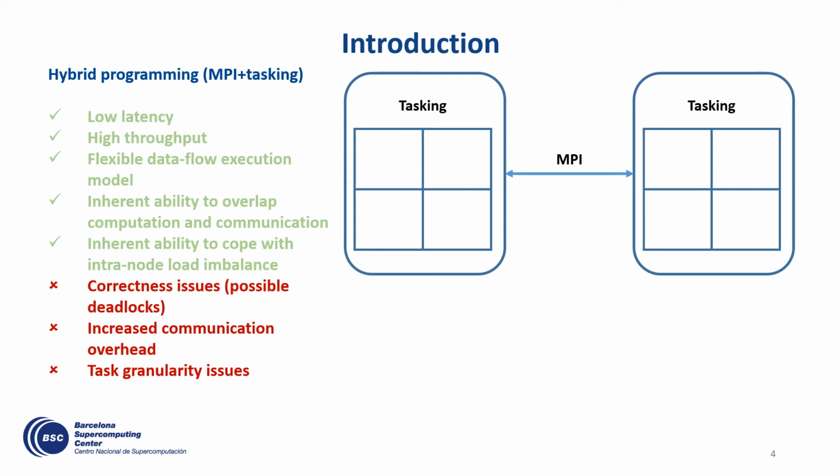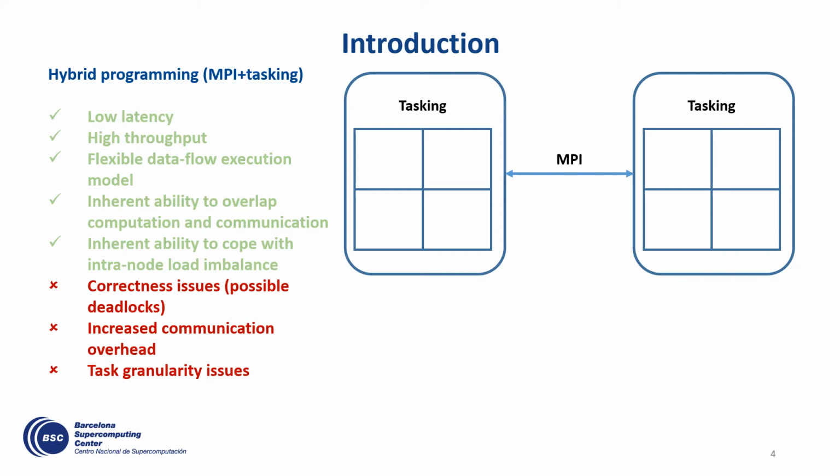In this work, we focus on hybrid programming, concretely MPI plus tasking. MPI is used to manage the inter-node parallelism, while tasking handles the intra-node parallelism. As a result, we obtain low latency communication and high throughput from the MPI side, and from the tasking side, we obtain a flexible data flow execution model, an inherent ability to overlap communication and computation, and also a natural ability to cope with intra-node load imbalance.